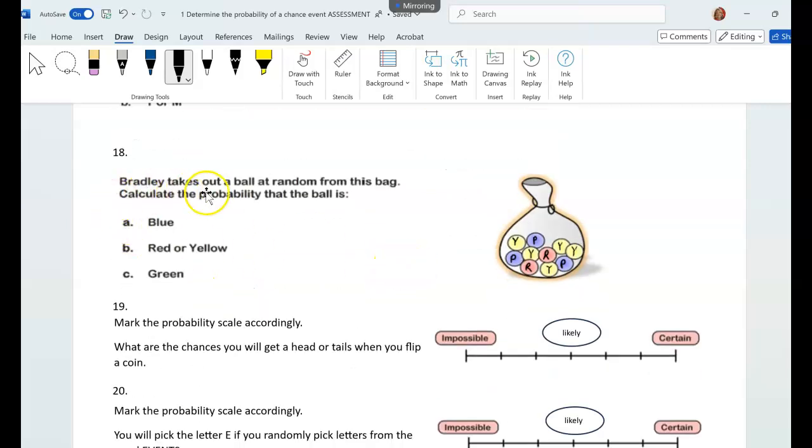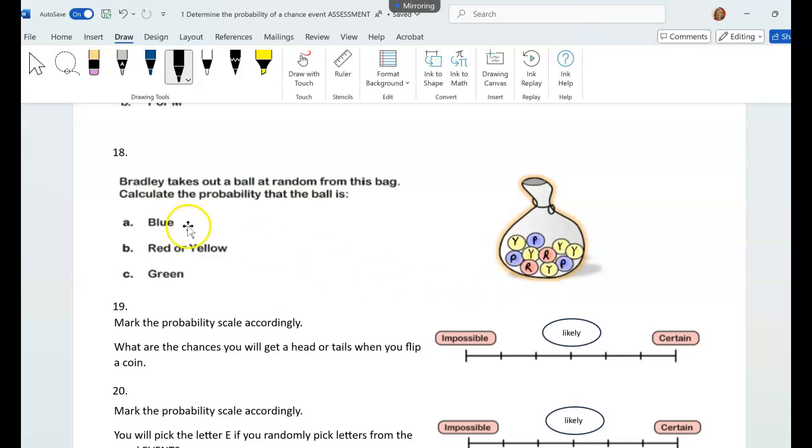Number 18, Bradley takes out a ball at random from this bag. Calculate the probability that the ball is blue. Letter 18B. Bradley takes out a ball at random from this bag. Calculate the probability that the ball is red or yellow. Remember, we're going to have to add those together. Write it as a fraction.